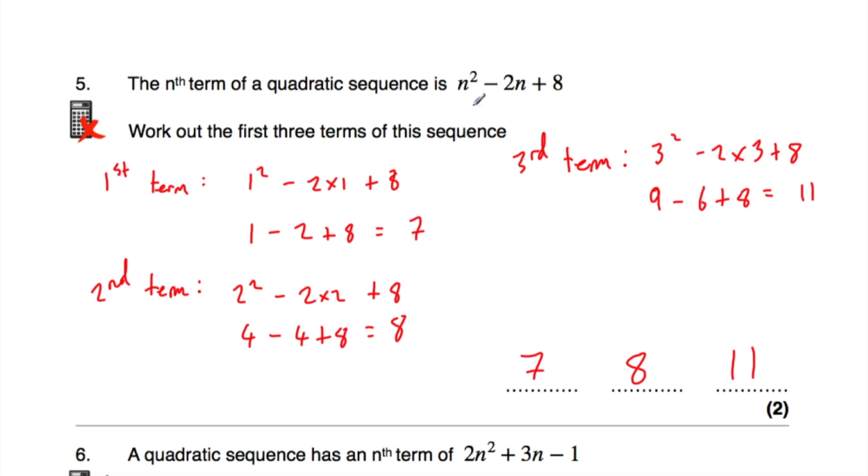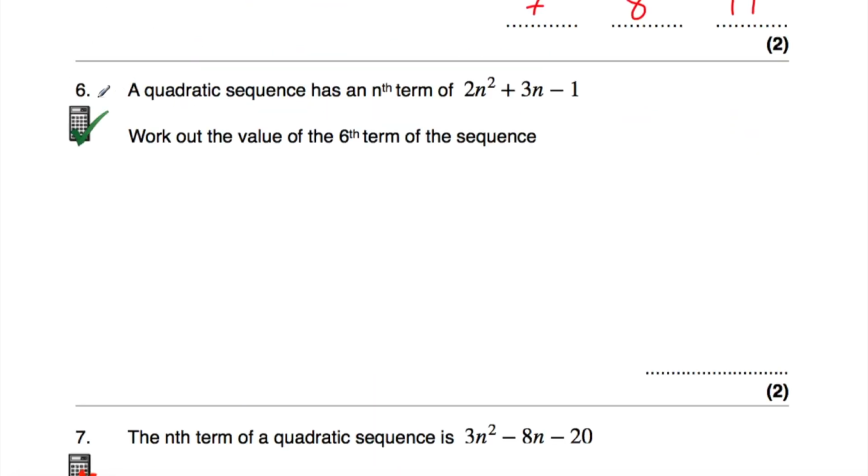If we wanted to work out the hundredth term, we'd let n equal 100, and so on. Okay, let's look at question number 6. We've been told the quadratic sequence has an nth term of 2n squared plus 3n subtract 1, and we've been asked to work out the sixth term in the sequence. So we're going to let n equal 6. So let's substitute 6 into our nth term.